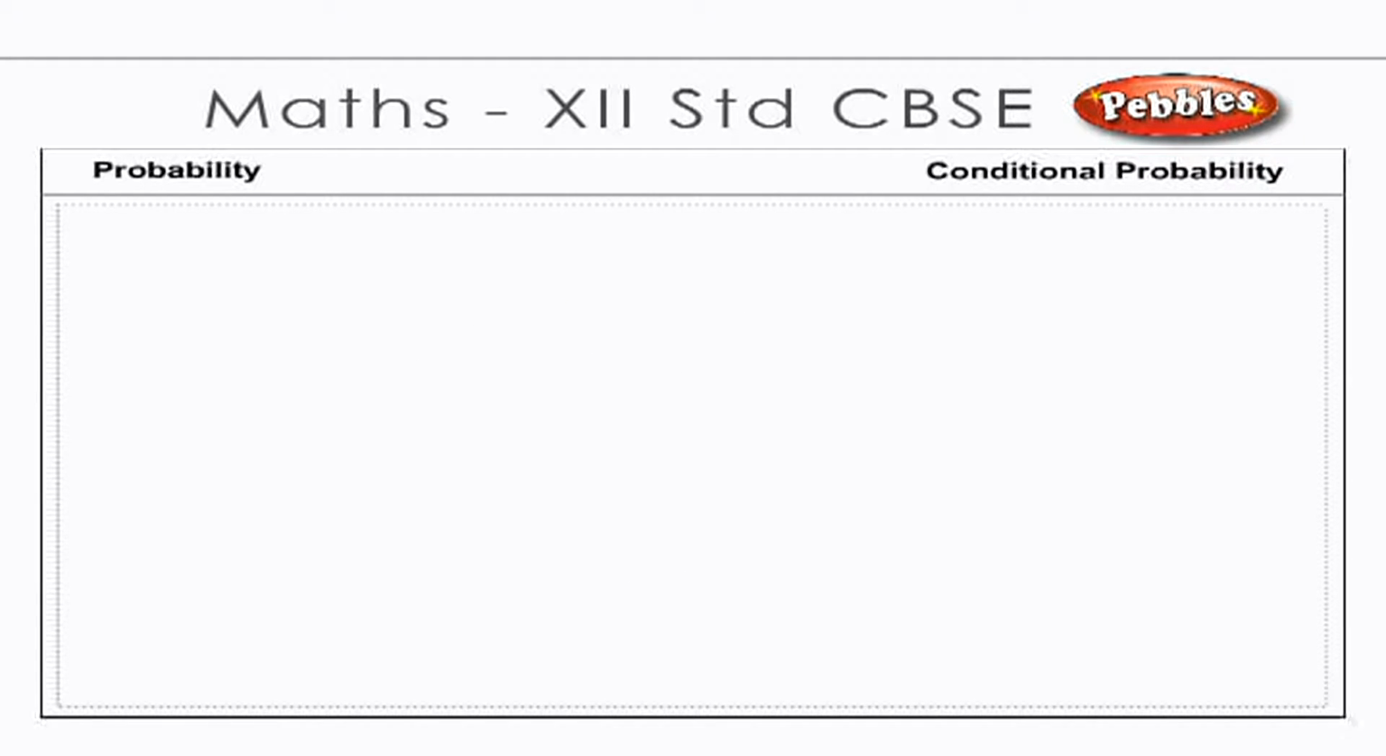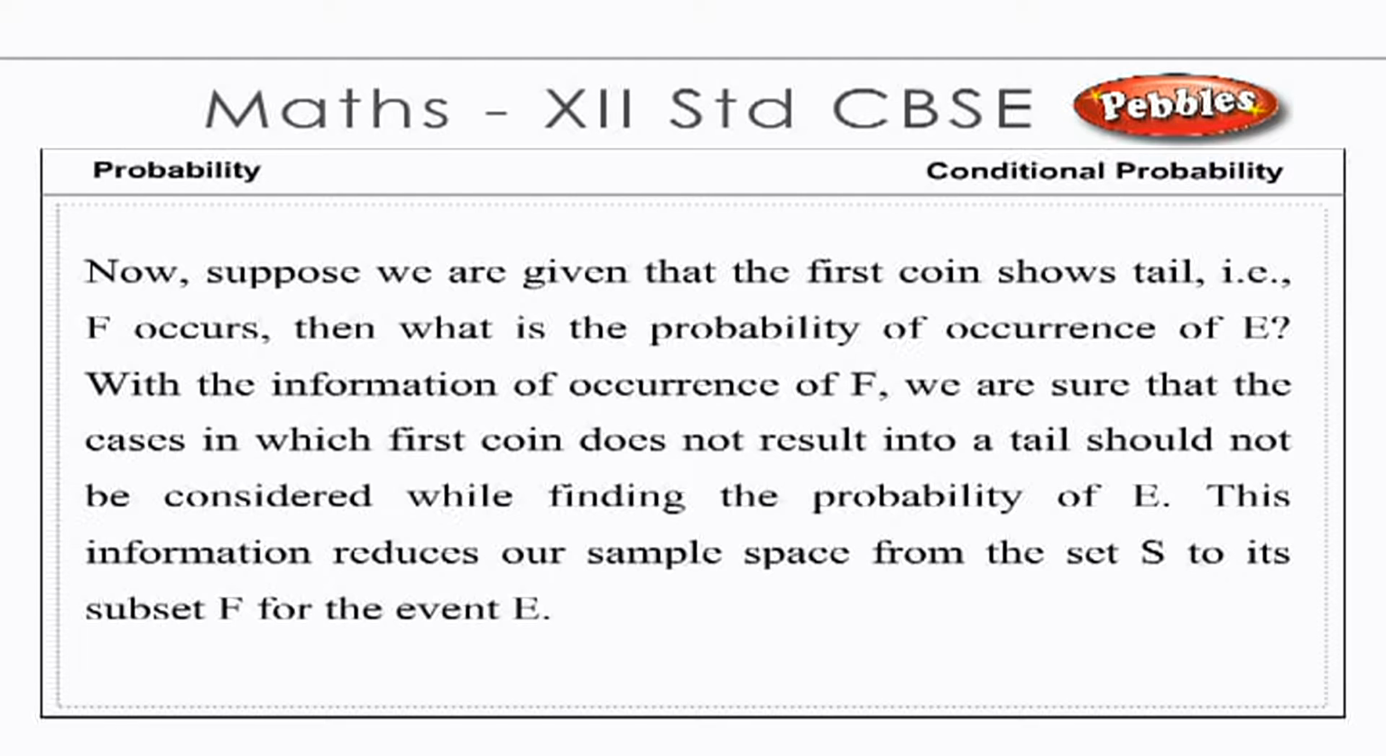Conditional probability. Now, suppose we are given that the first coin shows tail, that is, F occurs. Then what is the probability of occurrence of E? With the information of occurrence of F, we are sure that the cases in which first coin does not result in a tail should not be considered while finding the probability of E. This information reduces our sample space from the set S to its subset F for the event E.